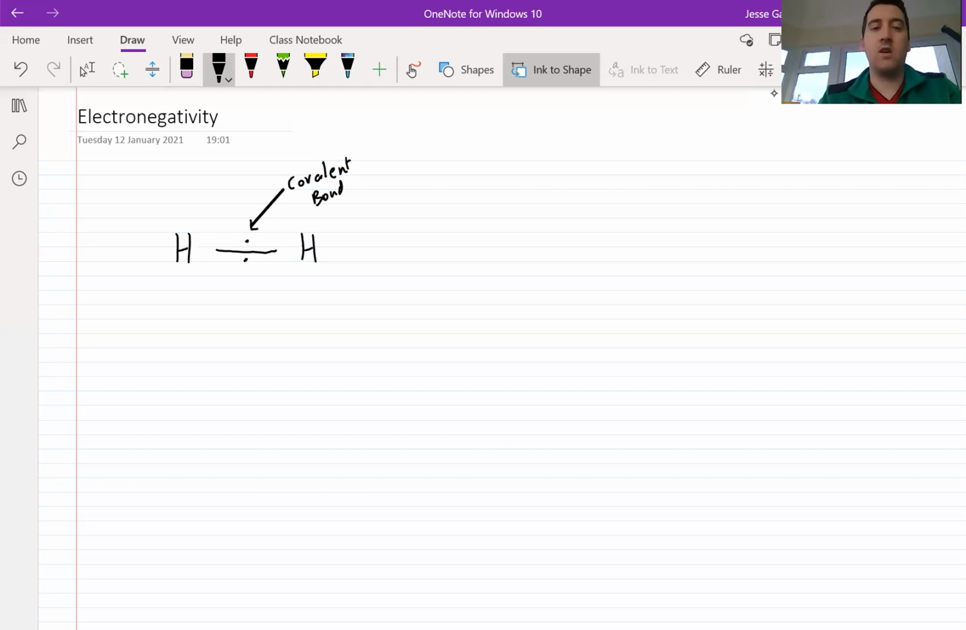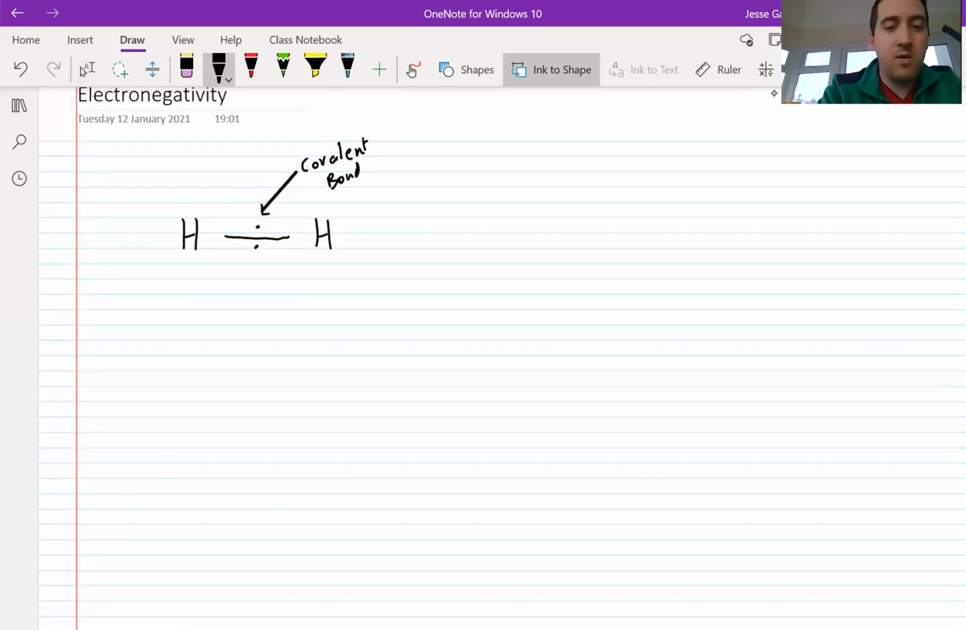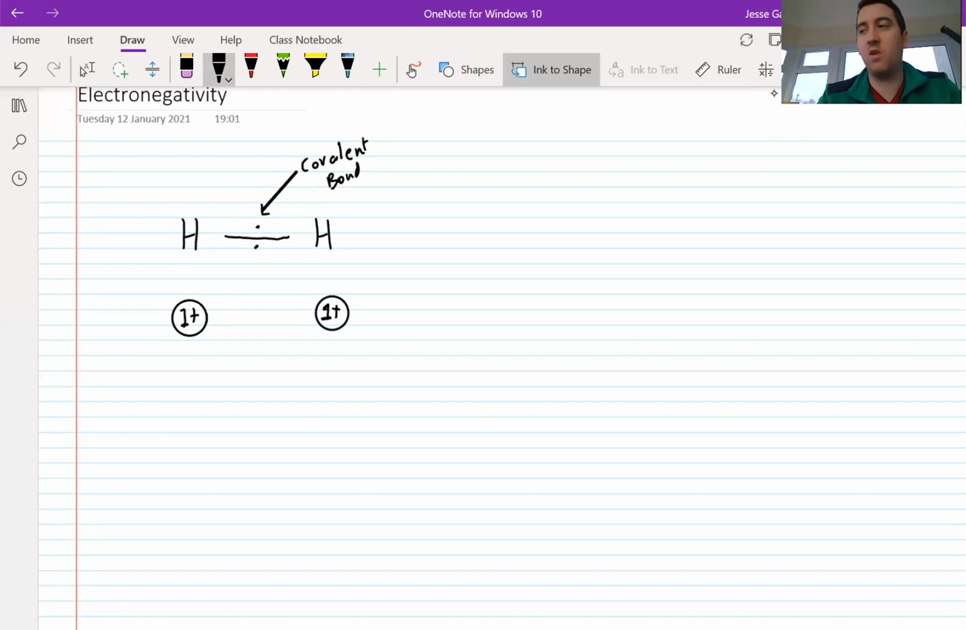Now, electrons are equally shared between these two atoms. Why is this? Well, if we take a closer look and we were to draw, say, this atom of hydrogen and this atom of hydrogen, and inside these atoms, I'm going to put what we call the nuclear charge. Now, the nuclear charge is caused by the charge inside the nucleus. And the charge inside the nucleus is determined by how many protons there are. So in each of the nucleuses of hydrogen, there is 1 proton. That means each of these protons has a charge of +1.